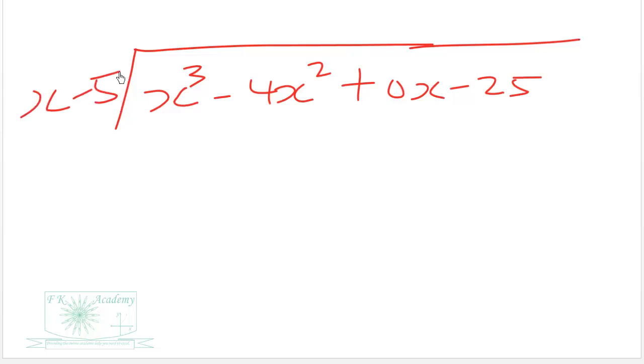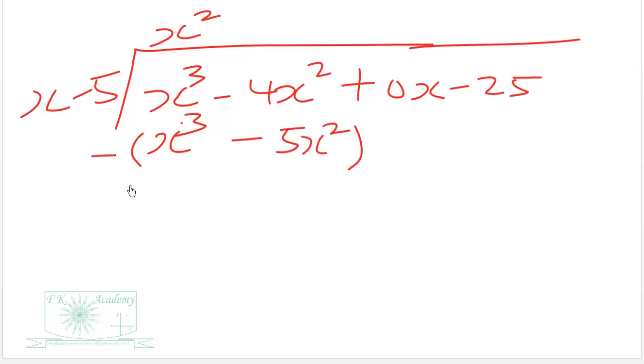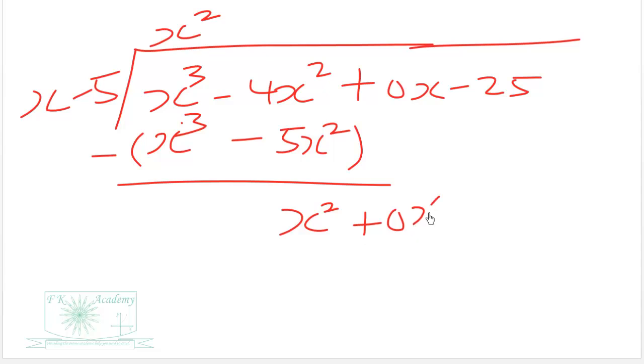So when we divide x cubed by x, we get x squared. We multiply x squared by x, we get x cubed. We multiply x squared by minus 5, we get minus 5x squared. We subtract: x cubed minus x cubed will be 0. Then negative 4x squared minus negative 5x squared will give us positive x squared. We drop the 0x. Now we divide x squared by x, we get x.